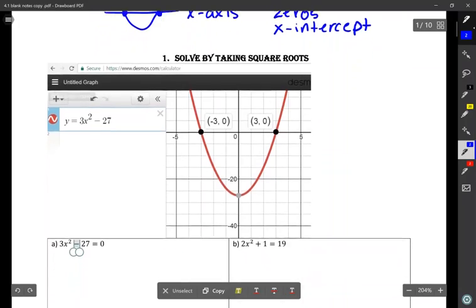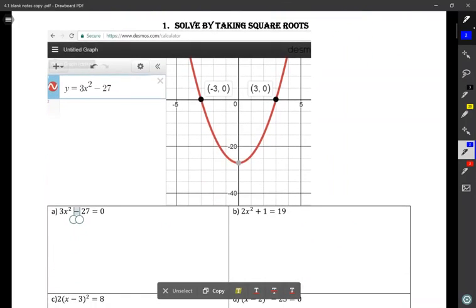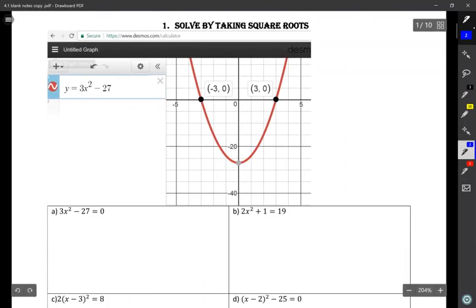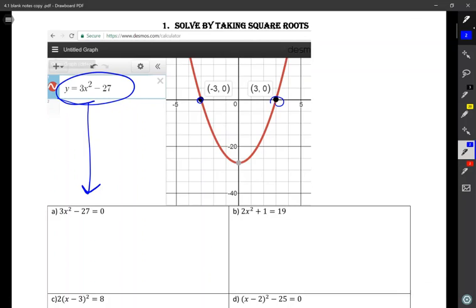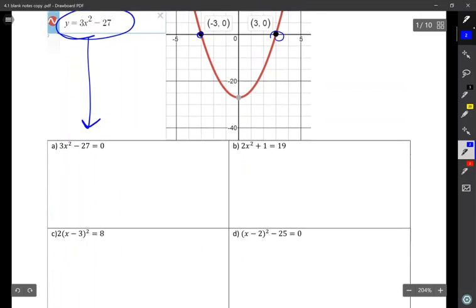First one, solve by taking square roots. You just took a test on this, and so you're going to be comfortable with these. y equals 3x squared minus 27. I already graphed it in Desmos, and so I already know that my answers are -3 and 3. So we're going to go ahead and solve that same problem, but we're just going to use algebra. Let's just say I didn't know what the graph looked like.